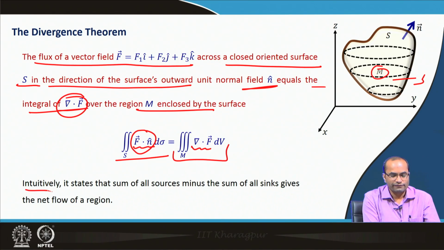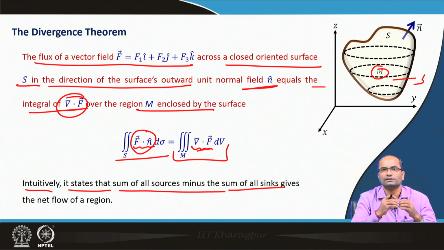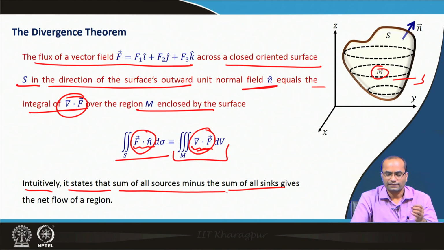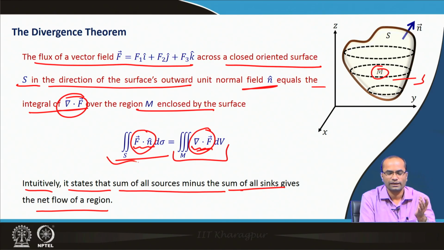Intuitively, it states that the sum of all sources minus the sum of all sinks, which is what the divergence represents, we have already seen this physical interpretation of the divergence, it is a tendency of expansion or compression. All these we are now integrating over the whole region, and that is just equal to the net flow out of the region. So, we are integrating over the surface the normal component of this flux. So, these two integrals are equal.